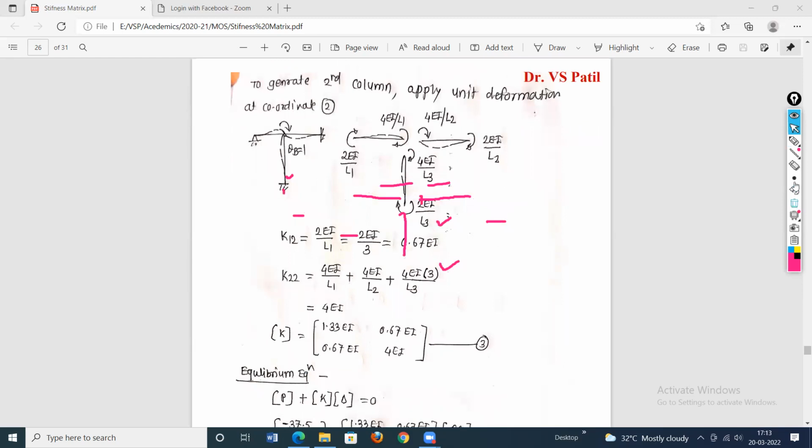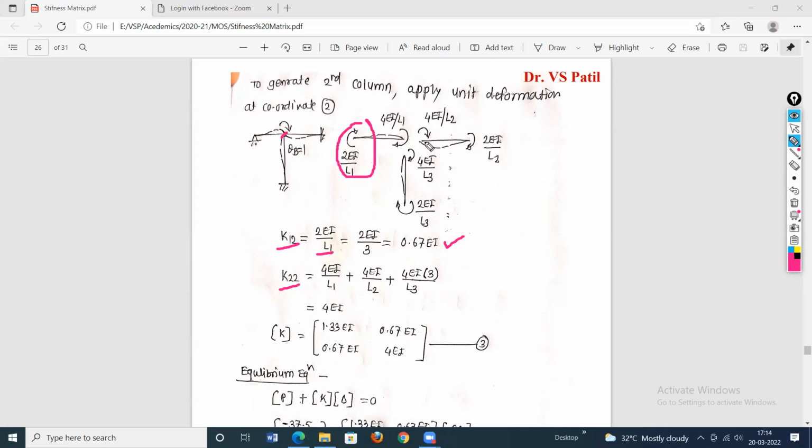Then write the stiffness matrix. The first element is K12, stiffness at coordinate 1. Coordinate 1 is here at A point. The moment is clockwise, and our coordinate 1 is also clockwise, so it is in the same direction, therefore the element will be positive. How much is it? 2EI by L1. L1 is 3 meters, so the element comes to 0.67. Then K22, which means at the point B.